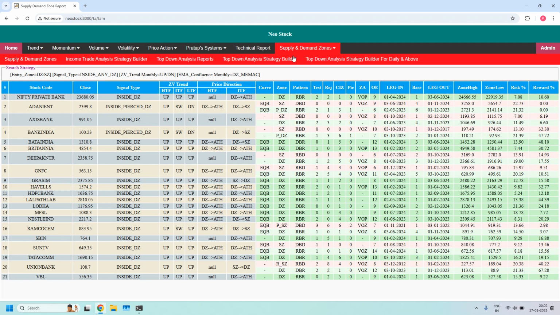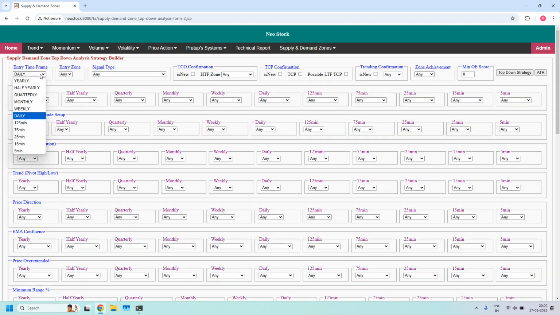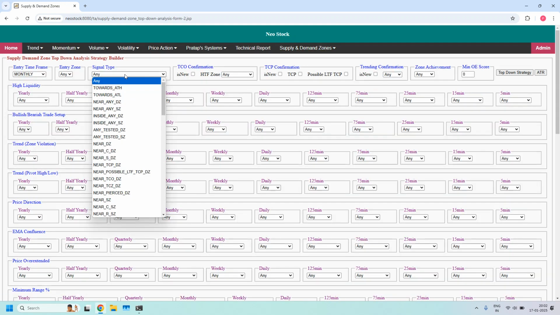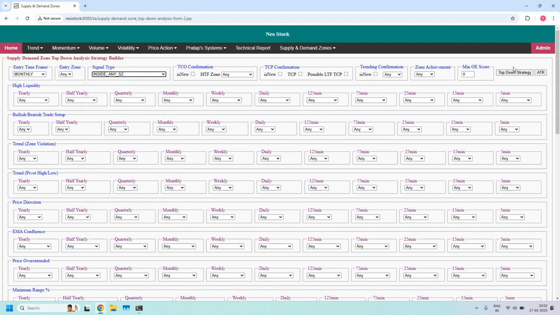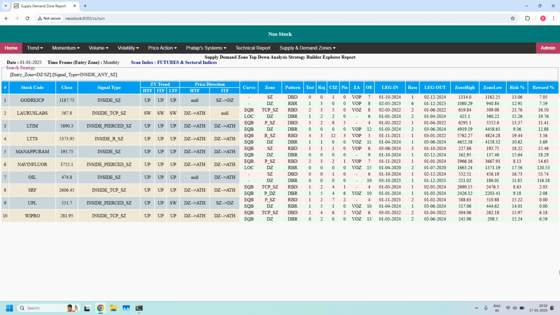Okay, next, monthly time frame. Price closed inside the monthly supply zone. We got 10 stocks. Out of these 10, how many monthly supply zones are having monthly EMA confluence? Let us verify.